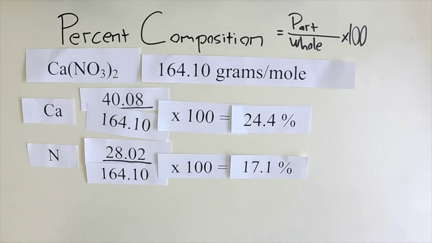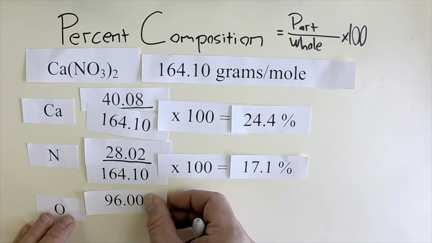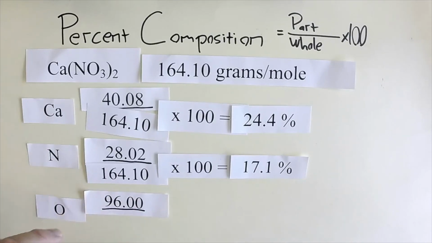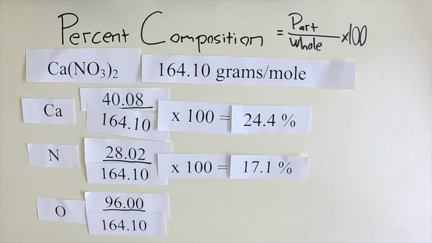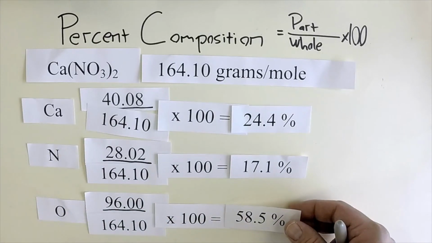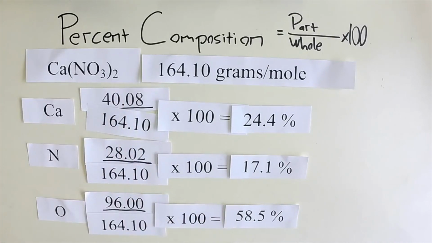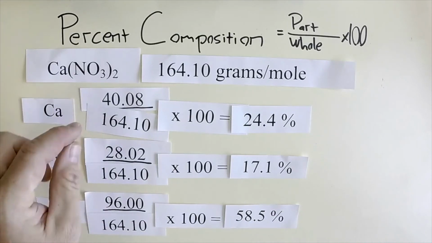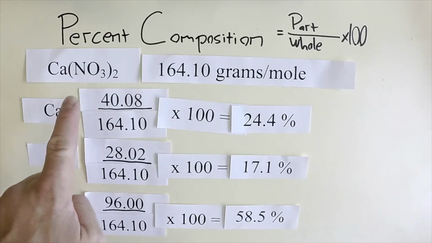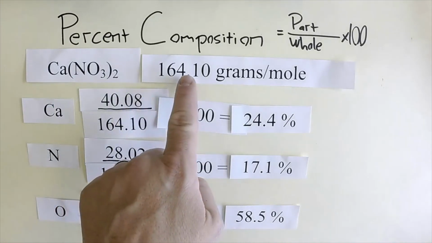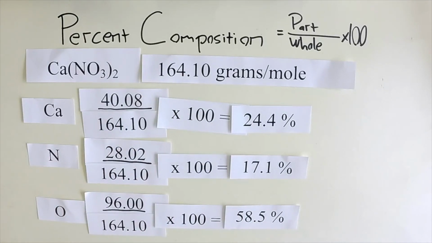Finally, for the oxygen, 96.00 was our oxygen portion. And again, we'll divide that by the formula mass of 164.10. Multiply that by 100, and when you do the math on that, we see that 58.5% of calcium nitrate is oxygen. So percent composition, the part divided by the whole times 100. The part being the mass of the single element or single component in the compound, and the whole being the formula mass of the compound.